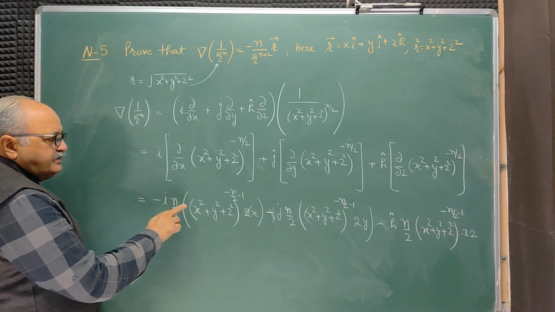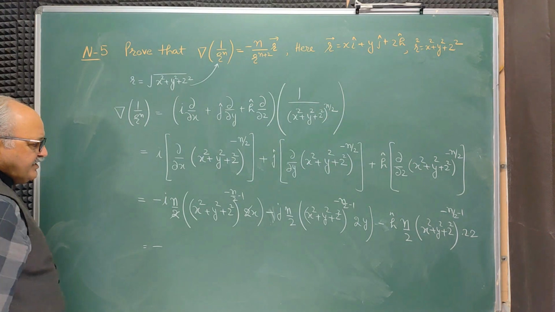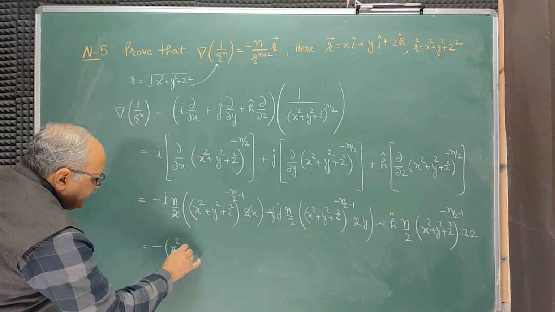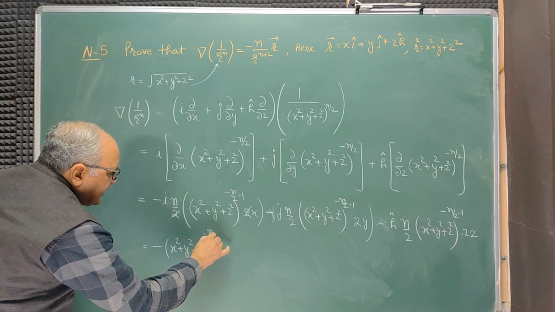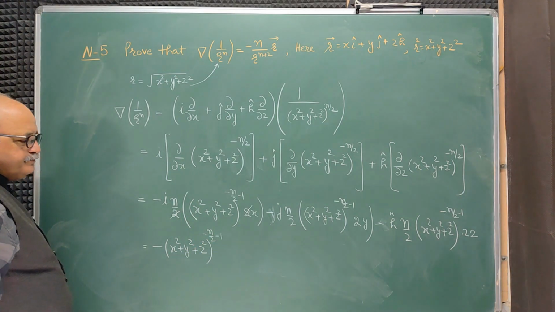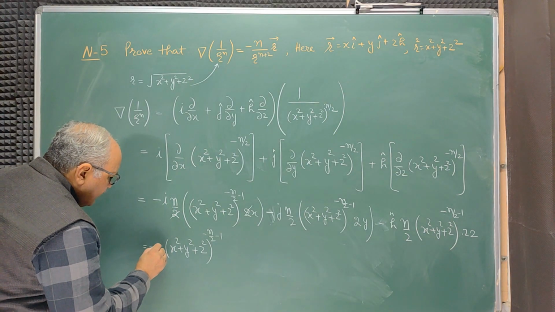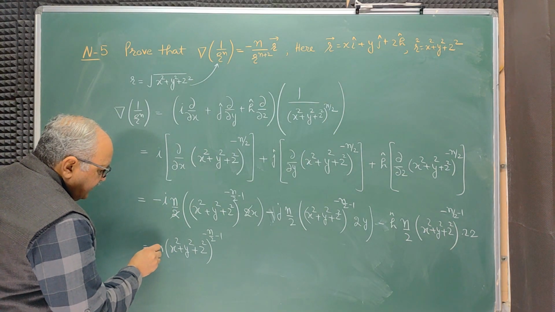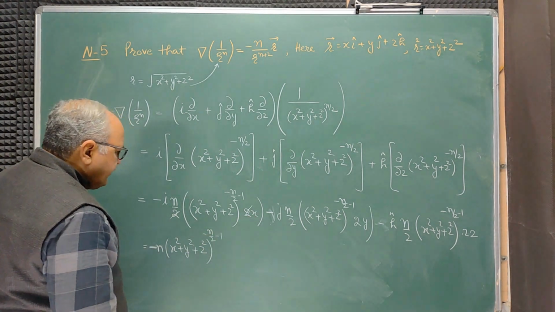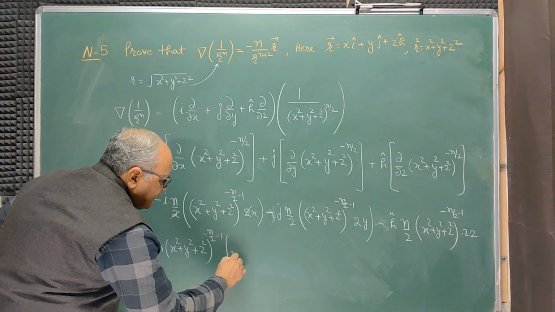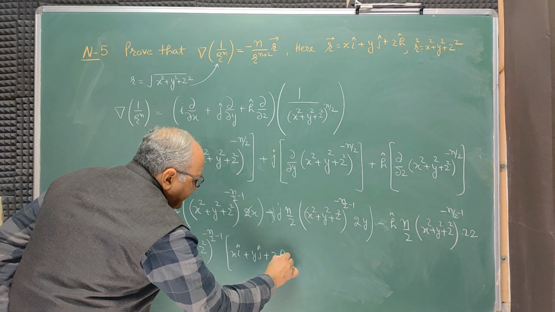This is minus n, the same story there. So we have something common. Let's take it out. It is (x² + y² + z²) to the power minus n/2 minus 1. Then we have this n also common. Let me put it here with a negative sign. Whatever we have, the remaining part of it, can be written as x i cap + y j cap + z k cap.